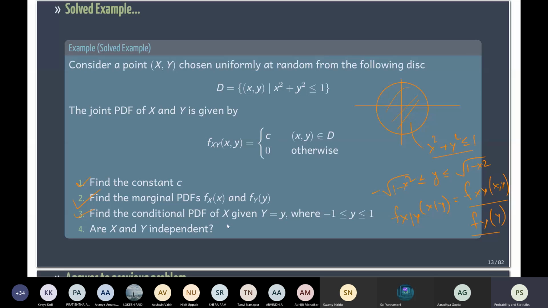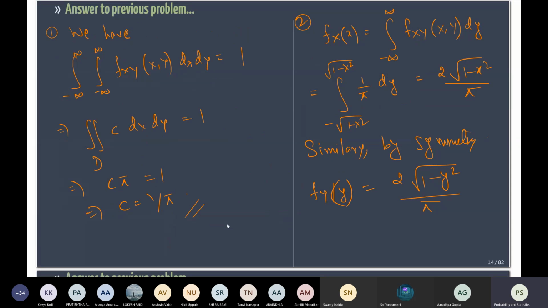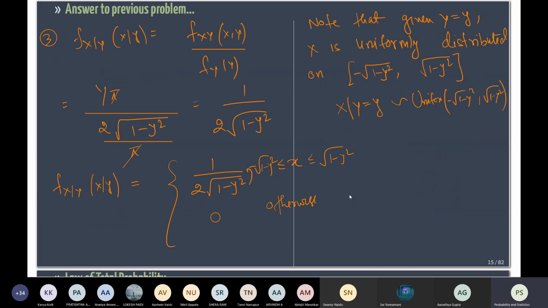Are X and Y independent? To check that, we have already computed the marginals, and it doesn't seem to be the case. Is the product of the marginals giving me the joint? It is clearly not, because f_X(x) is this and f_Y(y) is this. So the fourth one.